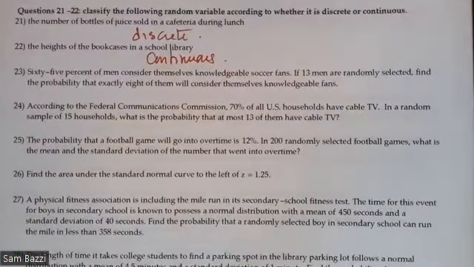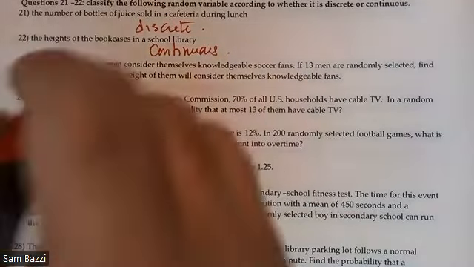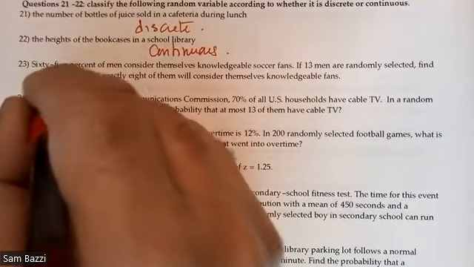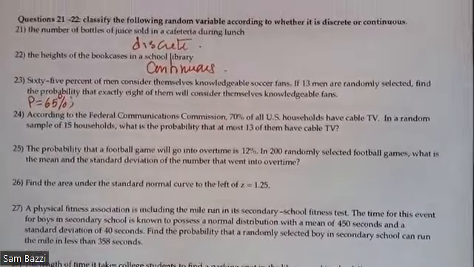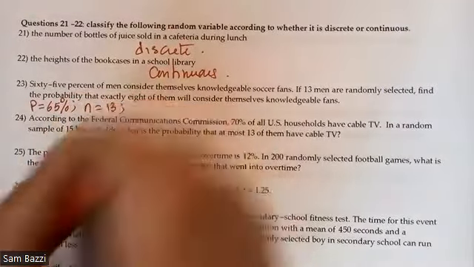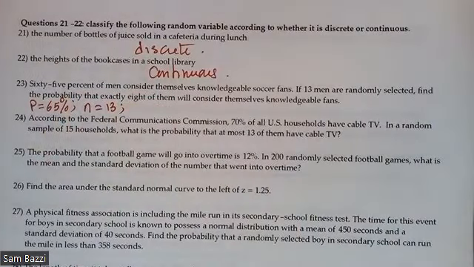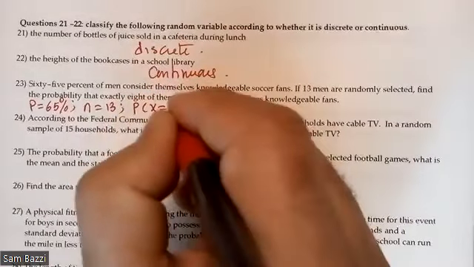All right, now we're reviewing binomial distribution. 65% of men consider themselves knowledgeable soccer fans. So P, probability of success, is 65%. If 13 men are randomly selected, so N is 13, what's the probability that exactly 8 of them will consider themselves soccer fans? So we need a probability of X equals 8.